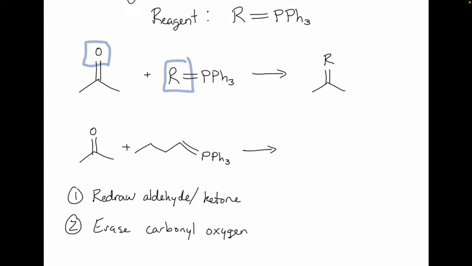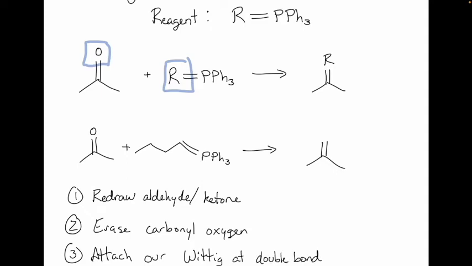So again, if we're going to go step by step here, we're going to redraw our aldehyde or ketone, but we're going to erase that carbonyl oxygen. And then we're going to attach our Wittig at that double bond. So this carbon here, which used to be my carbonyl carbon, is now going to be double bonded to this carbon here on my Wittig.